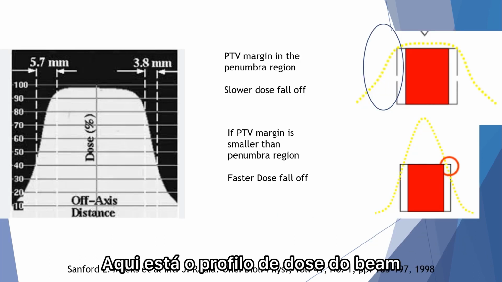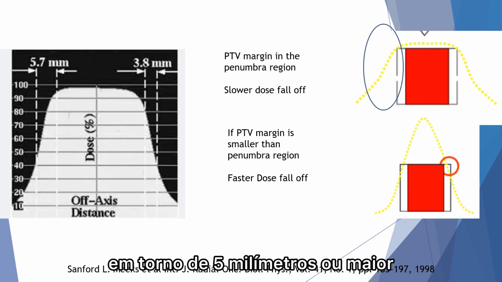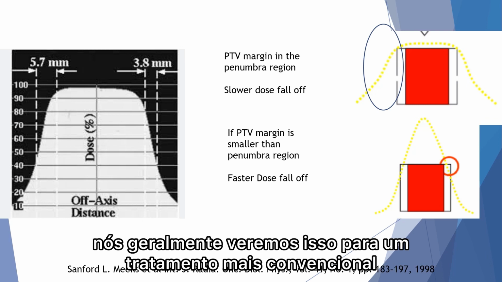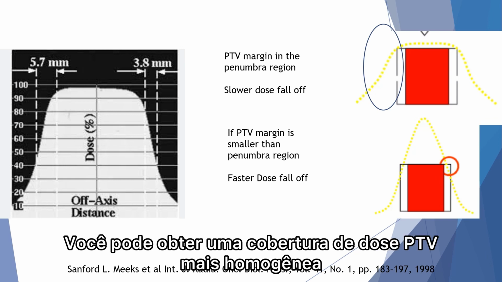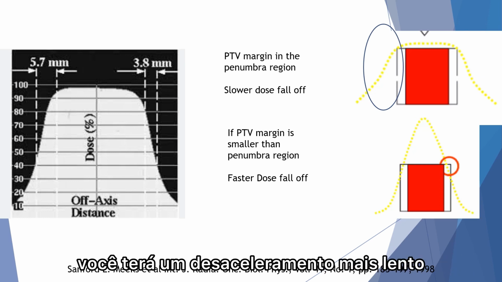Here is a beam dose profile. If the beam target margin is close to the penumbra region, around 5 millimeters or greater, we'll typically see this for more conventional treatment. You can get a more homogeneous PTV dose coverage, and the dose maximum will be less than 110%. You're going to have a slower fall off.